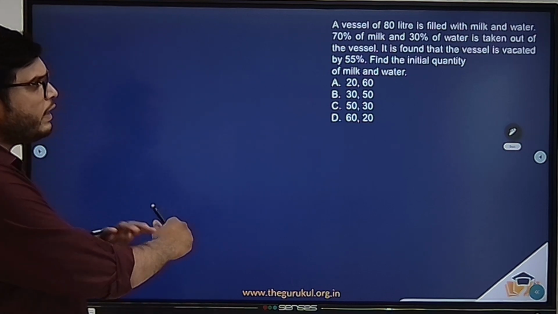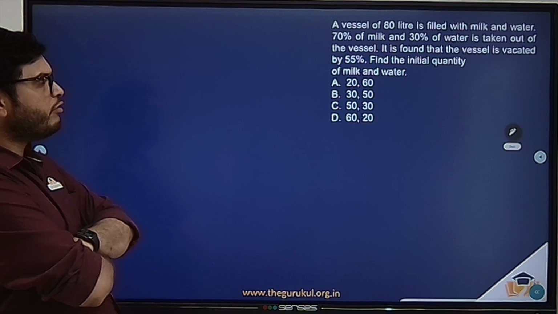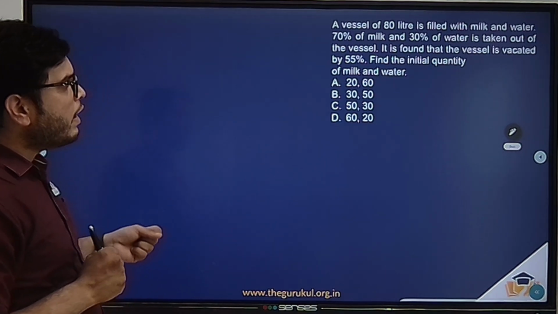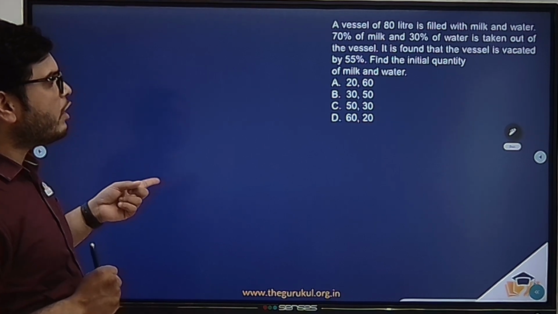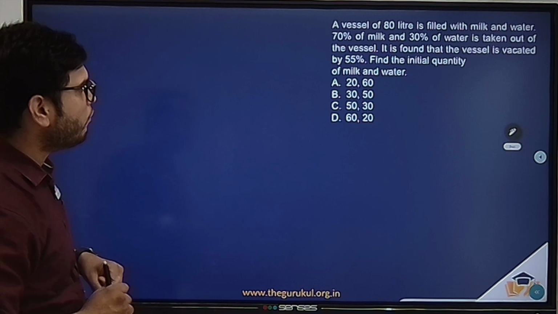A vessel of 80 liters is filled with milk and water. 70% of milk and 30% of water is taken out of the vessel, and it is found that the vessel is vacated by 55%. Find the initial quantity of milk and water.